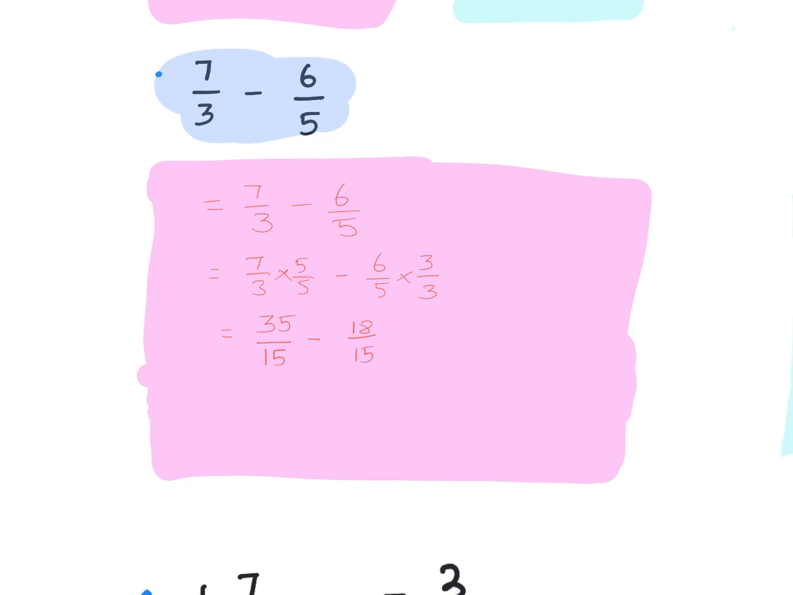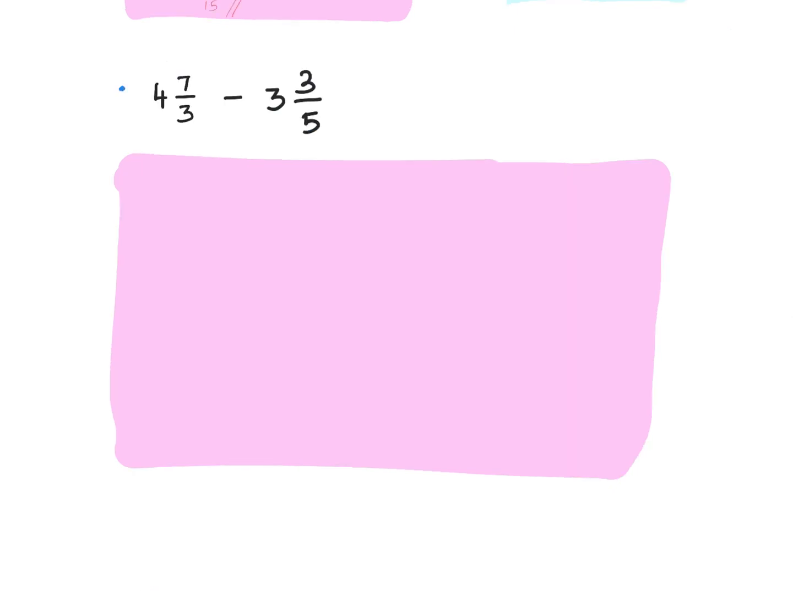Now you can see the denominator 15 is equal. As we did in the previous addition, the same way now we have to do subtraction. The denominator value is 15, and 35 minus 18 is the numerator value. Now 35 minus 18 is 17 by 15. This is your final answer.